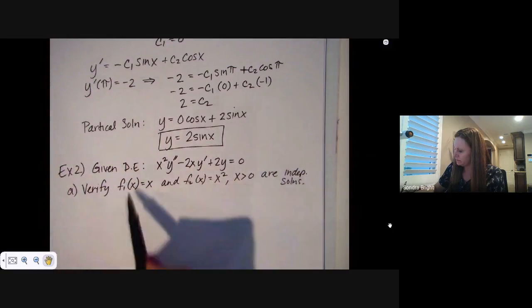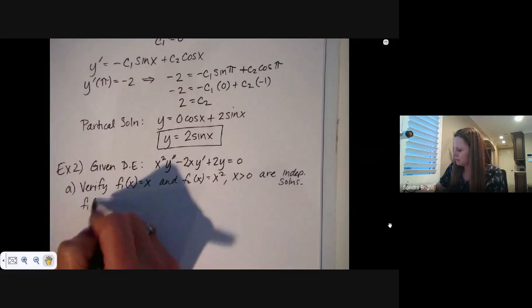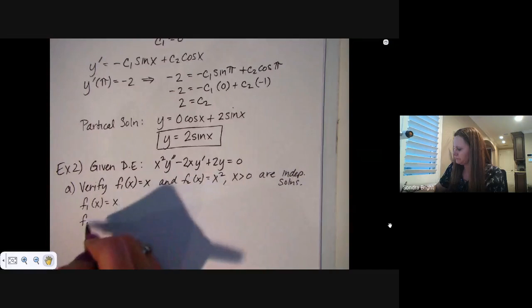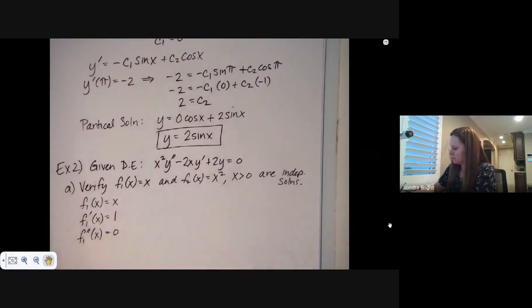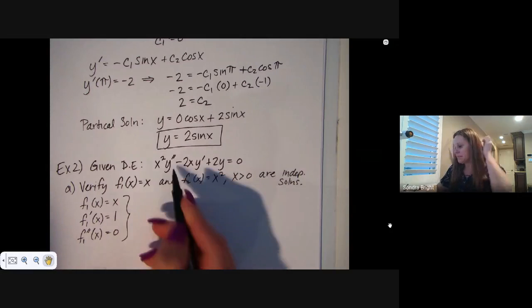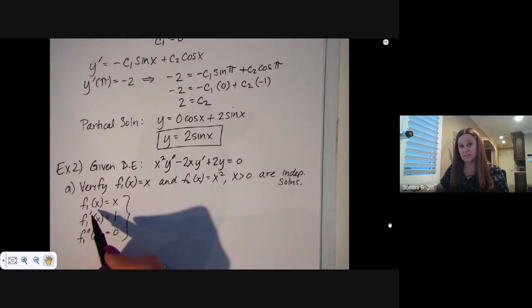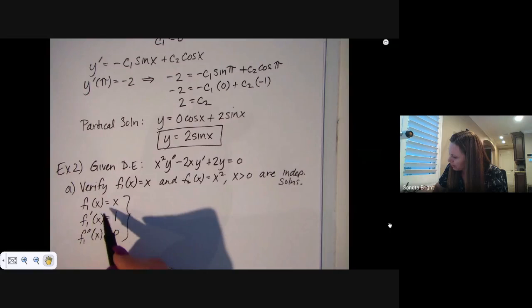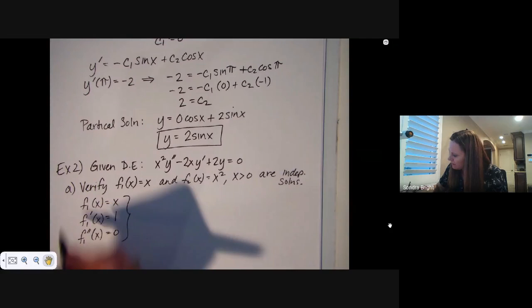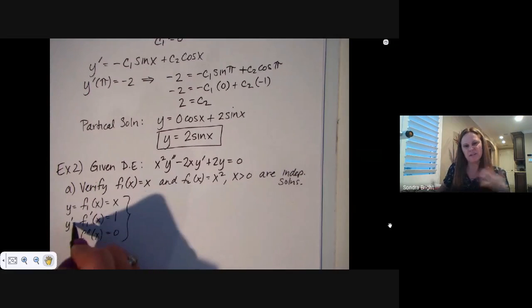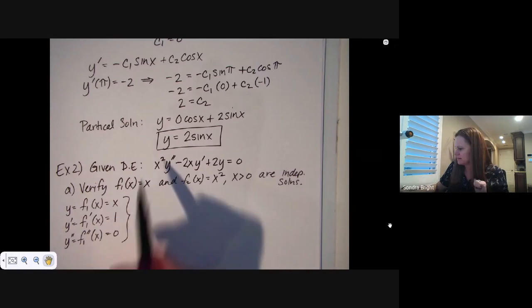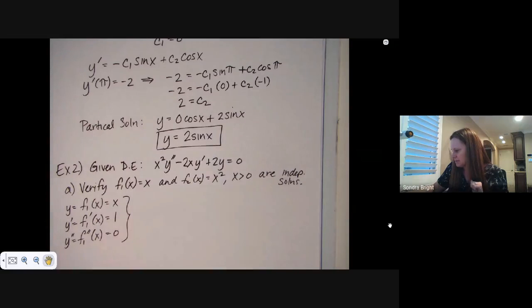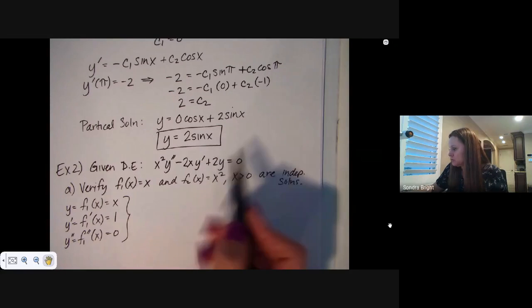All right, so let's start with f1. So f1 is x. What's the derivative? 1. Second derivative would be 0. So let's verify it works in this equation. Remember, these are your y's. This is y, this is y prime, and this is y double prime, since f of x is y. And then x squared, that's a naught of x, and a1 of x, and a2 of x.